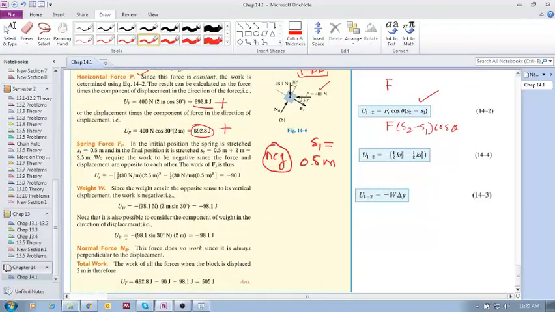So that's what we get. 98.1, that's the weight. And then we've got the displacement times the component, the component that's in the same direction, minus. So we get negative 98.1. Or we have the weight times the component times the displacement. We get 98.1. Negative work.